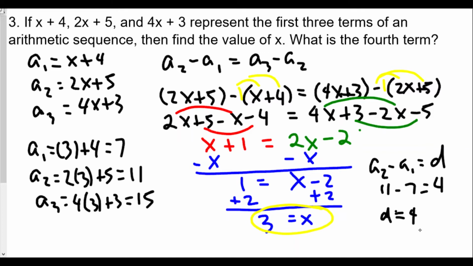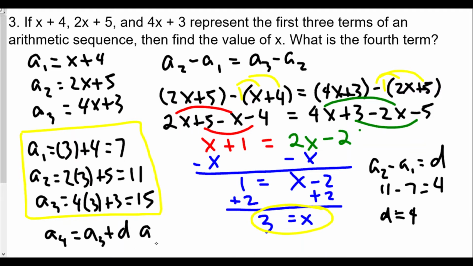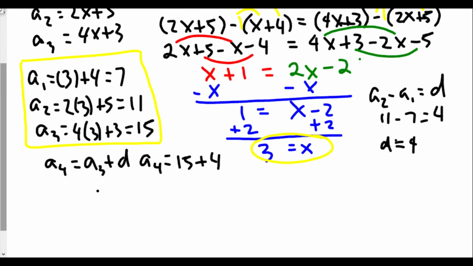All right, so we found our first 3 terms. We solved for x and found our first 3 terms. Then to find the 4th term, a4 equals a3 plus d. Therefore, our 4th term is 15 plus 4, which means a4 is equal to 19. That's how we find our 4th term, because we use our d value that we calculated before.